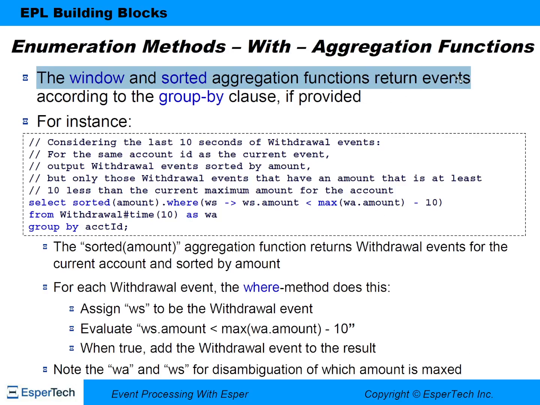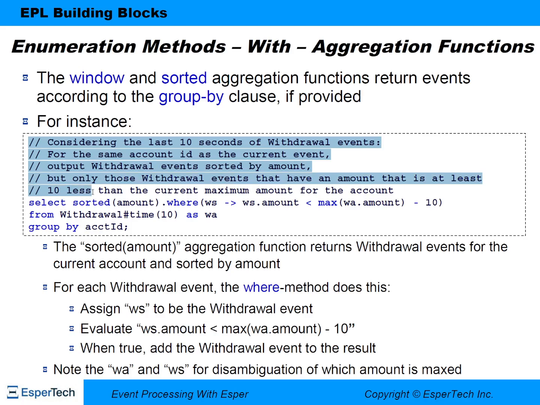window, and sorted. Aggregation functions return events according to the group by clause, if provided. This example considers the last 10 seconds of withdrawal events for the same account ID as the current event. Output withdrawal events sorted by amount, but only those withdrawal events that have an amount that is at least 10 less than the current maximum amount for the account.